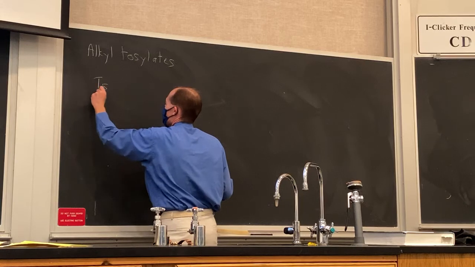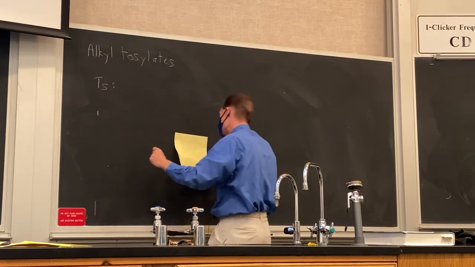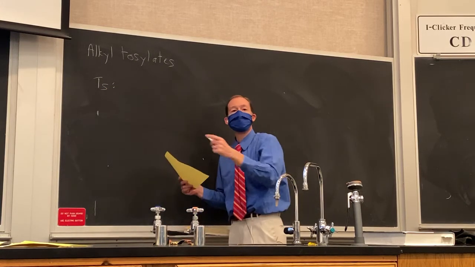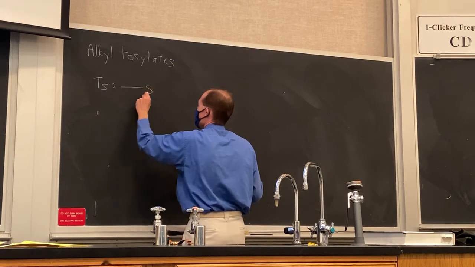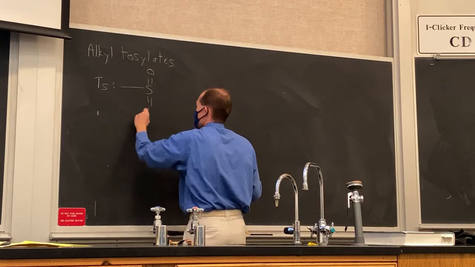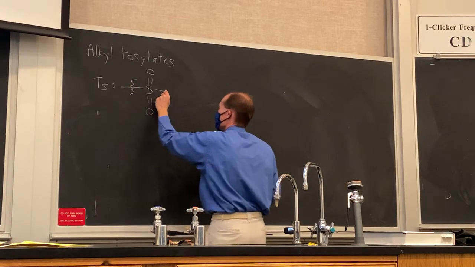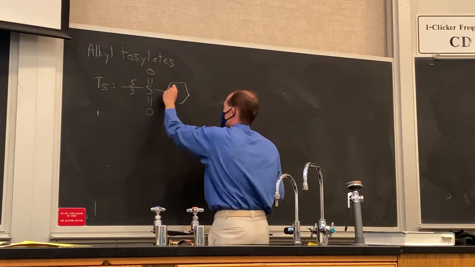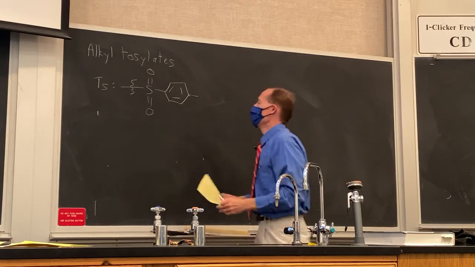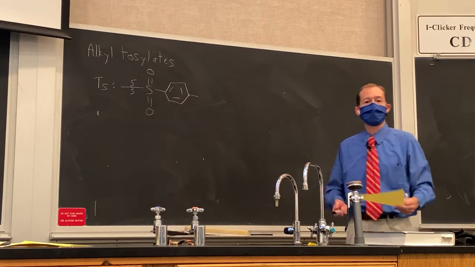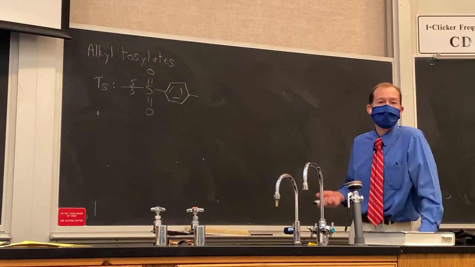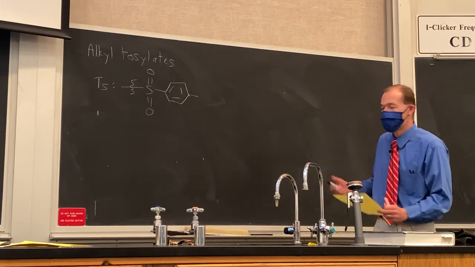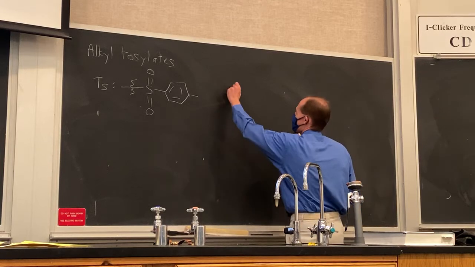We've talked about that a little bit. So we use the abbreviation TS to indicate a tosyl group. A tosyl group is a sulfonyl group. And it looks like this. So the squiggly line here is indicating that the sulfur is then bonded to whatever is attached to the TS, the tosyl group.